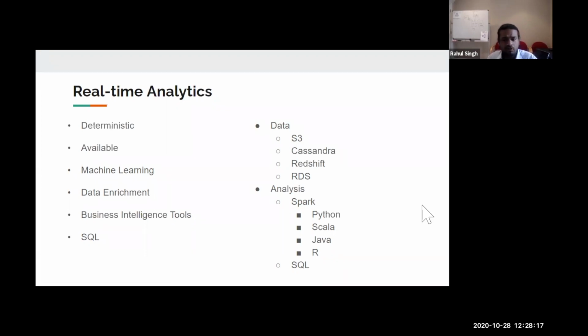And real-time analytics is different. Real-time analytics is that on demand, if a user asks for information, do they get that information? Not because it was processed and it took like an hour to process it.